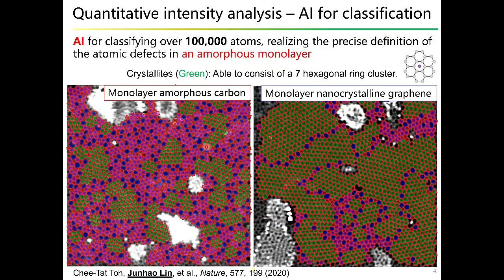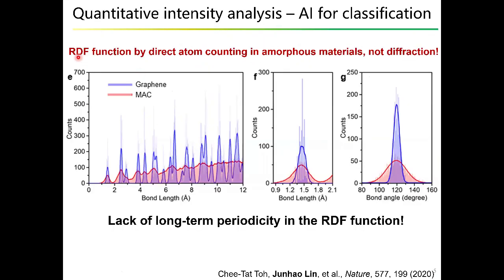By doing this, we can calculate the amorphous structure very precisely, like we can get the pair correlation function or the radial distribution function in the monolayer amorphous carbon. So we can directly say that the lack of long-range periodicity is confirmed in the RDF. So by looking at the amorphous material and doing the quantitative intensity analysis atom by atom, we can tell the structural details of an amorphous material.